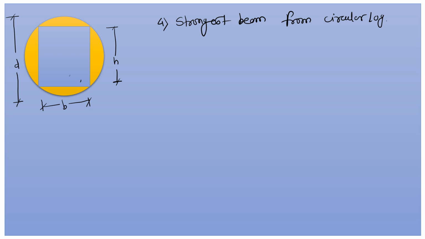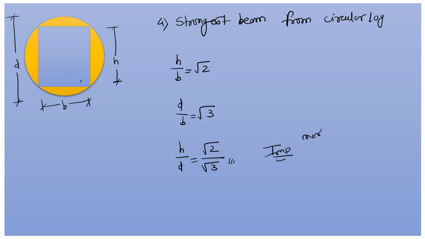Then here the value of h by b is equal to root 2. H by b means the ratio of height of the rectangle to the width of the rectangle is root 2. Then d by b, the ratio is root 3, and then h by d, the ratio is root 2 by root 3. So these are the three values, and all three values are important, and this question is mostly asked in the exam.